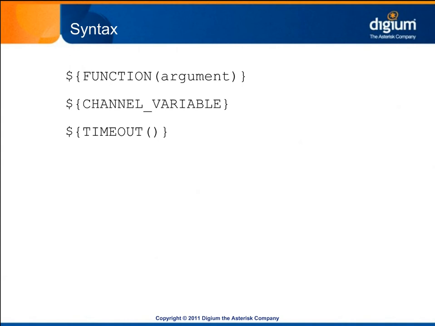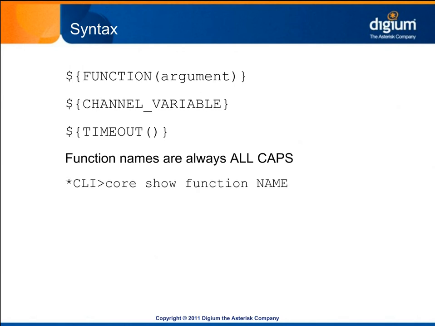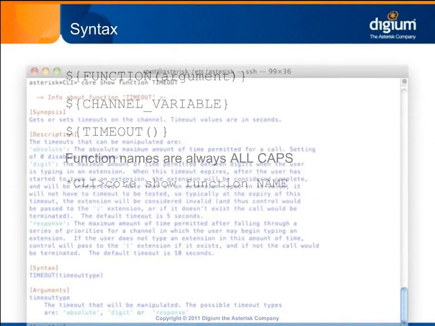Like Asterisk-assigned channel variables, functions are always expressed in all caps. Contained within parentheses must be a valid argument or arguments for that particular function. Like with dialplan applications, you can view the syntax and argument structure for a given function using the command core show function NAME, where the name is the exact name of the specific function in uppercase. Here is the CLI output of core show function TIMEOUT.